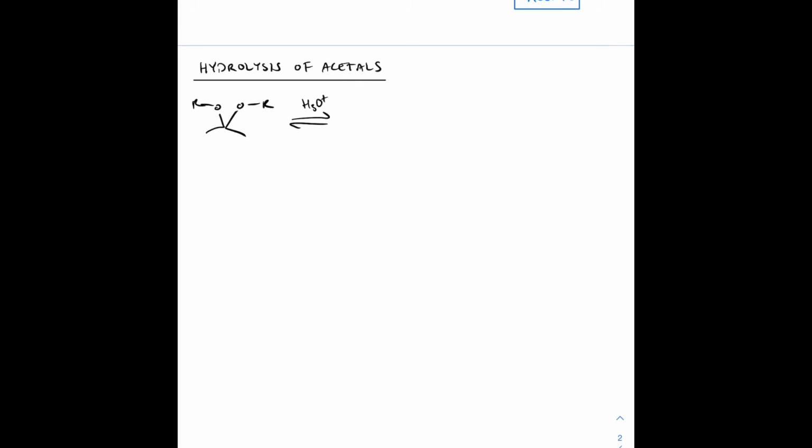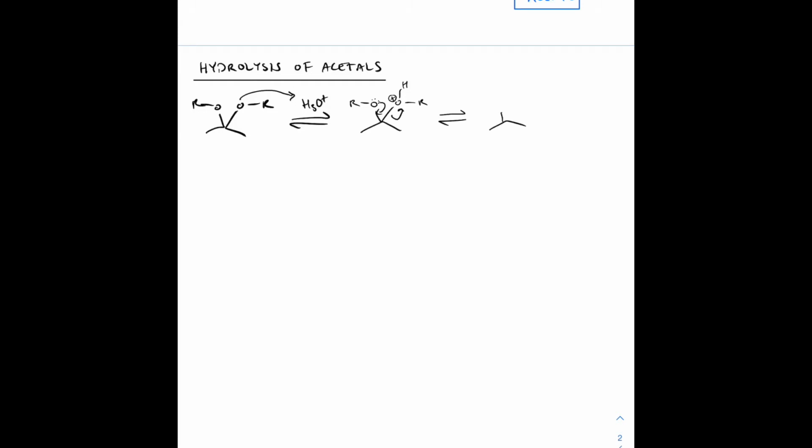And so we could just look at the mechanism above, but what I want to do is go over that with you really quickly. And this is going to be in the presence of acidic water. So what I've drawn here is just H3O+. So that could be water with some acid like paratoluene sulfonic acid or sulfuric acid.